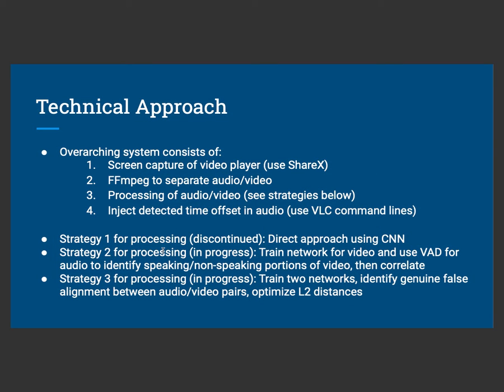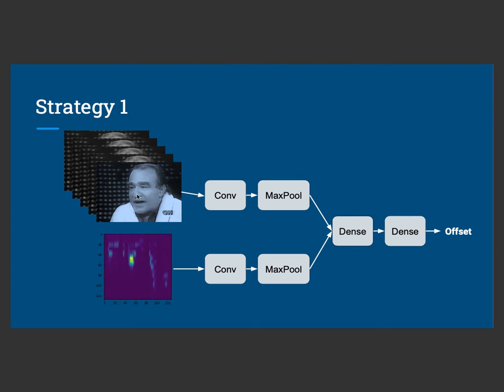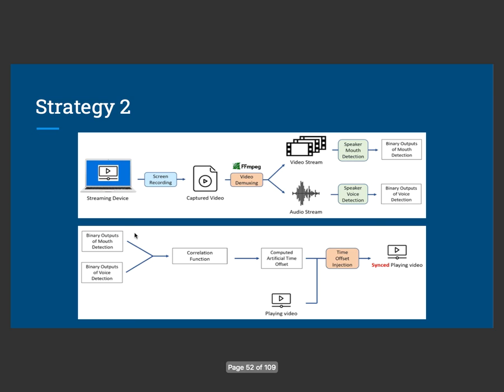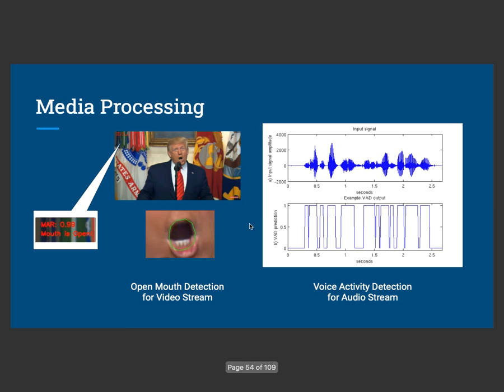Strategy 2 avoids neural networks altogether. Instead of using video frames and spectrograms, we're going to try to detect the mouth, and instead of continuous values, we use 0 for closed and 1 for open. For the voice branch, we use something called voice activity, where 0 means not talking and 1 means talking. Once we have both binary streams, we correlate them to find the offset. So that's our way to do it without neural networks.